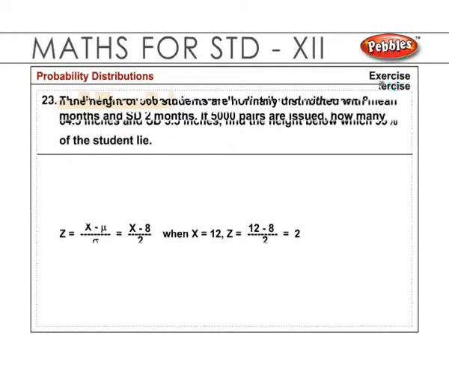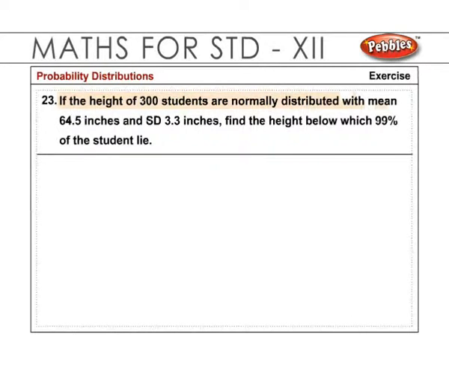If the heights of 300 students are normally distributed with a mean of 64.5 inches and a standard deviation of 3.3 inches, find the height below which 99% of the students lie.